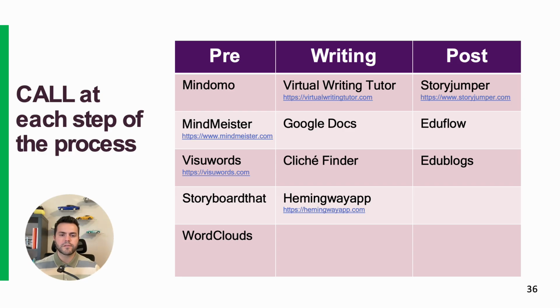All right, here I want to introduce you to some practical tools you can integrate at each stage of the writing process. For example, for pre-writing, especially brainstorming, you can use Mindomo or MindMeister. For writing, you may consider using Google Docs, Virtual Writing Tutor, or Hemingway app. For post-writing, you can use Story Jumper, for example. Again, there might be some overlap between them, but each tool supports a different step, which makes writing more engaging, interactive, and guided for learners.